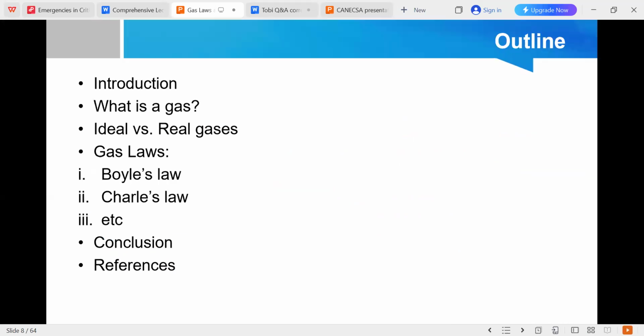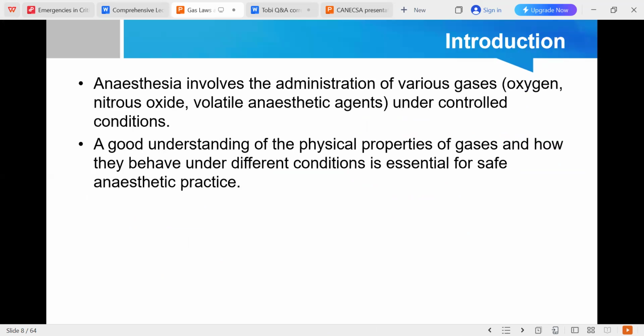Okay, so we'll follow this outline this evening. By way of introduction, anesthesia involves the administration of various gases under controlled conditions. So a good understanding of the physical properties of gases and how they behave under different conditions is essential for safe anesthetic practice. I'm sure we agree with that.